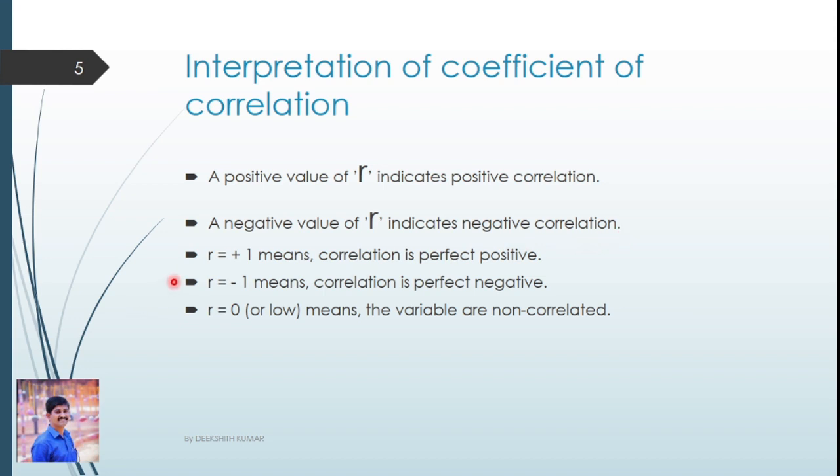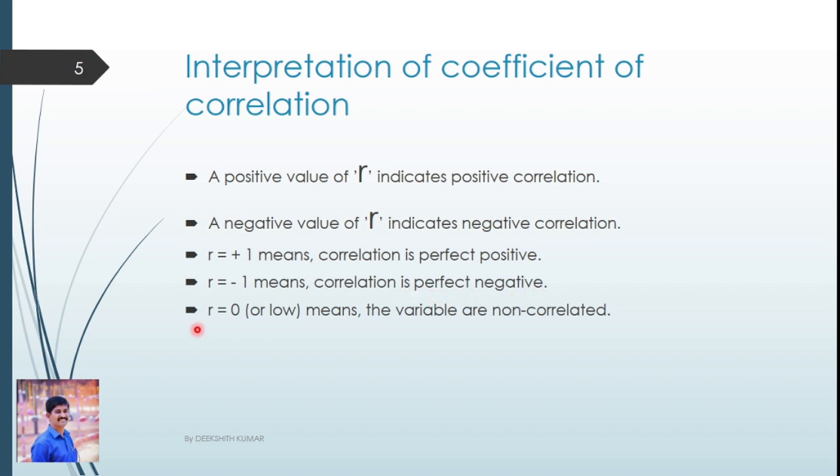Clear? Next one, if R is equal to plus 1, if the result of the correlation is plus 1, that means correlation is perfect positive. Once again, I'll repeat. If R is equal to plus 1, correlation is perfect positive. If R is exactly minus 1, that means correlation is perfect negative. Once again, if R is equal to minus 1, correlation is perfectly negative.